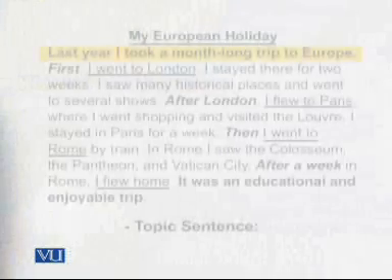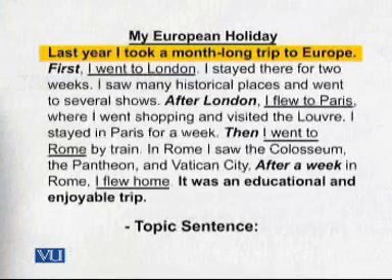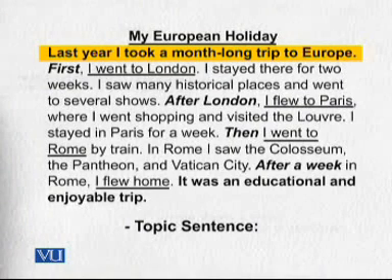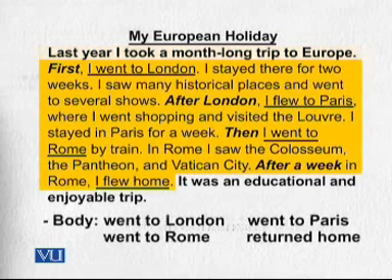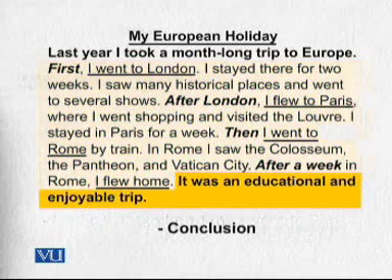The first thing he did is mention first. So we are moving from past to present. Let's see what's more. If you analyze what I said, the topic sentence comes first, then the body. Inside the body, four things he did: went to London, went to Paris, went to Rome, returned home, and then the conclusion. So this is how time order paragraphs are arranged.